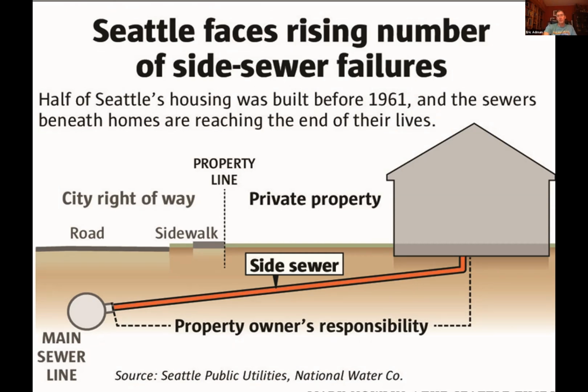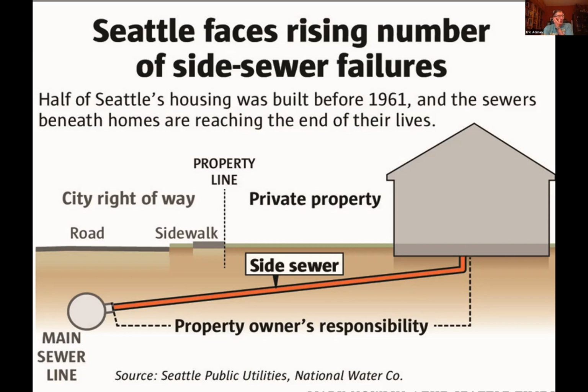And sometimes these, especially in older properties, are made of concrete pipe, and maybe a tree root grows into it or the ground shifts or whatever. So these things can fracture and you can start getting sewage seeping into the ground. And this can cause bacteria contamination in a stream.